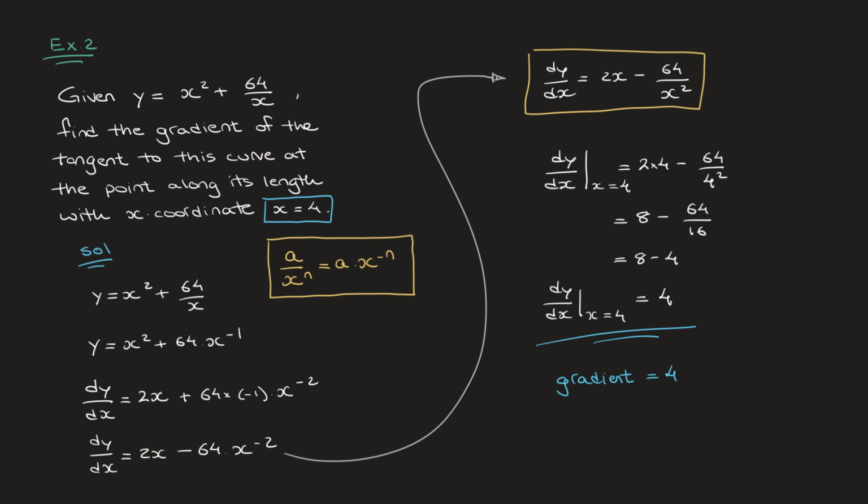And we're done. So remember, whether we're asked to find the gradient of a curve or the gradient of a tangent to the curve, those two things mean the same thing, and the method is identical. We find the derivative and we evaluate that derivative at the relevant value of x. And there we go. That's it for this tutorial.